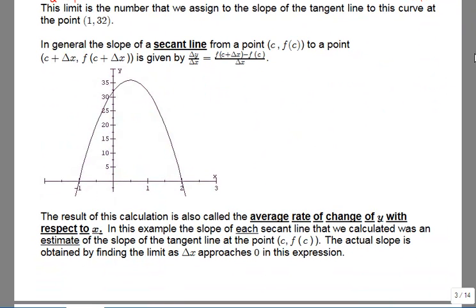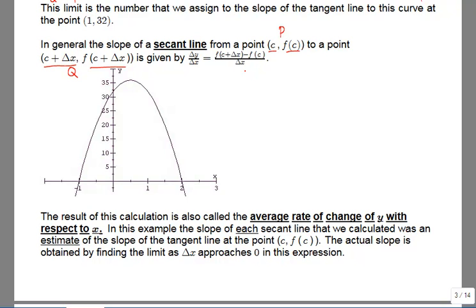So in general, to find the slope of a secant line from any point (c, f of c) to a point (c plus delta x, f of c plus delta x). So this is like our point P, and this is like our point Q. The slope between those 2 points would be this y value minus this y value. So f of c plus delta x minus f of c over this x minus this x, which is just going to give you that delta x in the bottom. So that's the slope of our secant line.